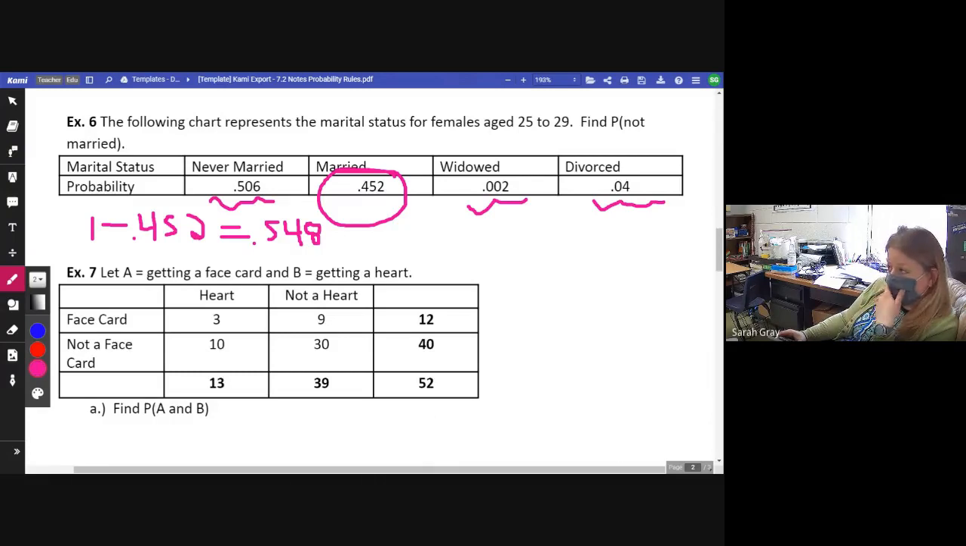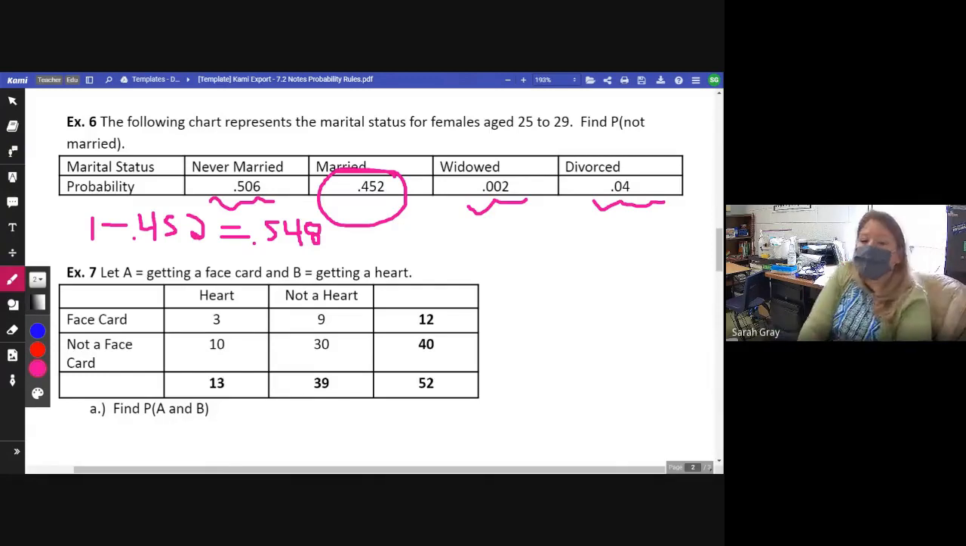Okay, questions? We're taking away the people who are married, and we're left with the ones that are not.